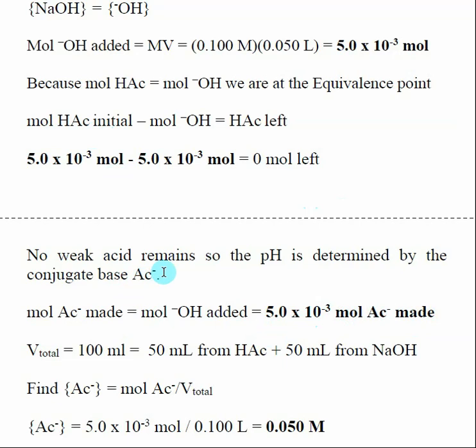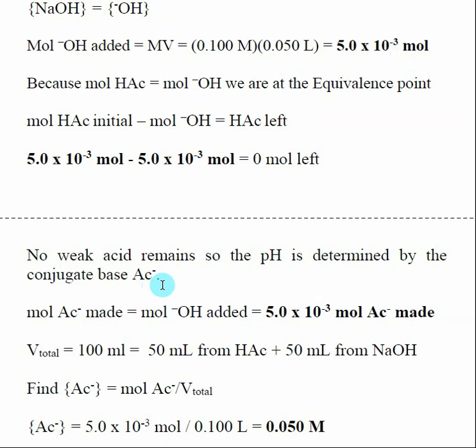So we've talked about that before. The conjugate base of a weak acid is basic. And so in this case, acetate, or Ac minus, is our conjugate base. This has a whole Kb reaction that produces hydroxide. And in this case, we'll look at that in just a second. So this is back to a basic equilibrium problem.